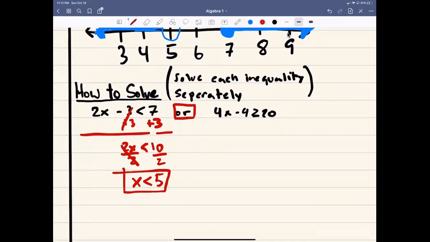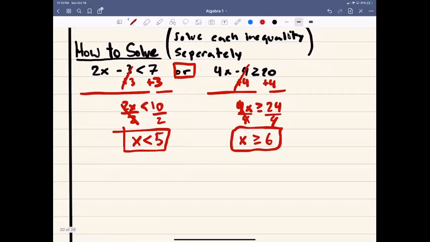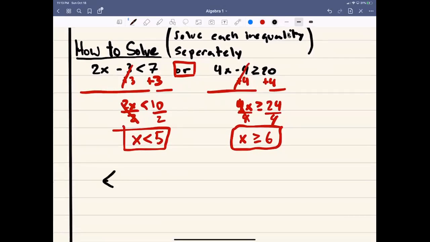All right, and that's our first inequality, but we're not done. We need the or, right? So now we got to get the x by itself in this one, right? So you're going to add 4 to both sides, and you're going to get 4x is greater than or equal to 24. And then you're going to divide both sides by 4. You're going to get x is greater than or equal to 6. And this is our compound inequality, okay? And so let's just go ahead and graph this.